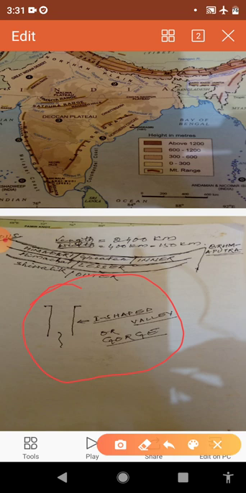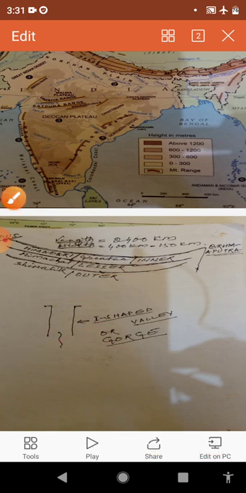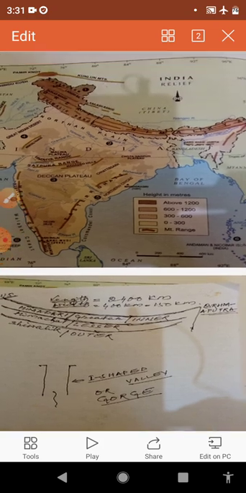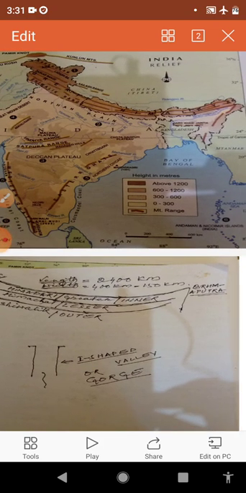Such a river valley is known as a gorge, and as it resembles the English alphabet I, it is also known as I-shaped valley. So we can say that the Himalayas are lying in between the gorge of Indus in the west to the gorge of Brahmaputra in the east.